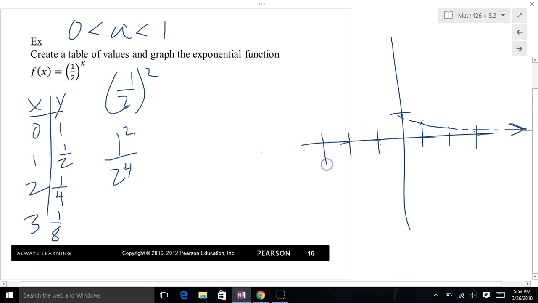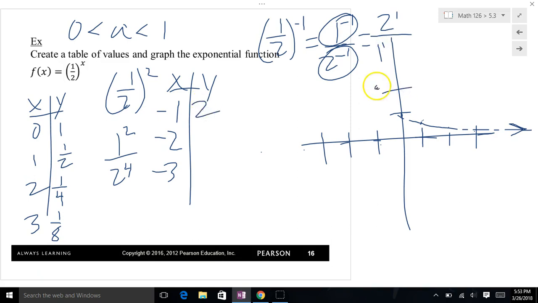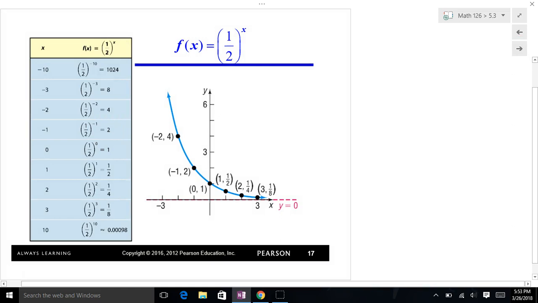As we go to the left, now let's plug in some points: -1, -2, -3. Now we've got (1/2) to the -1. So that's 1 to the -1 over 2 to the -1. The 2 to the -1 goes up, becomes 2 to the 1. The 1 to the -1 goes down, becomes 1 to the 1. So it's just 2 over 1, if you remember those. So you've got (-1, 2). Plug in -2, you're going to have 1 to the -2 over 2 to the -2, so that ends up being 2 squared over 1 squared, which is 4, and so on with these.